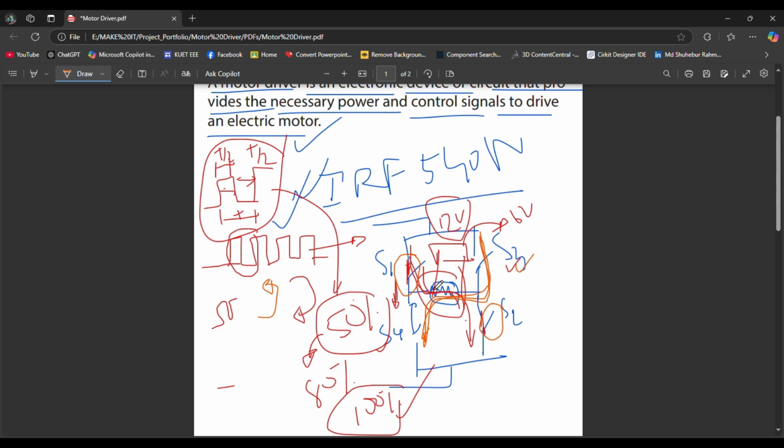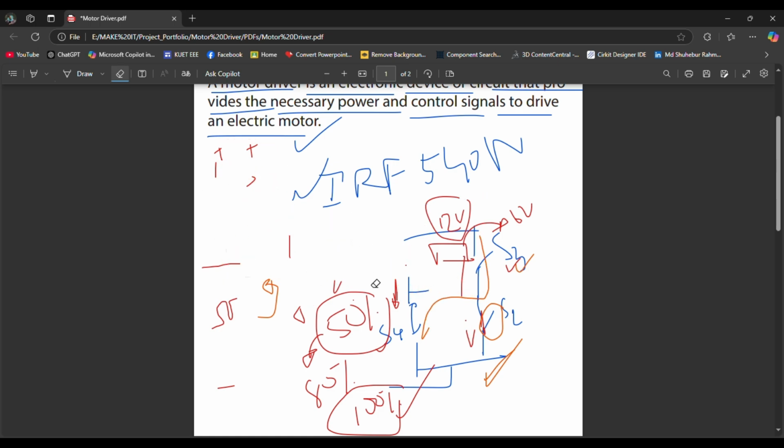That's it. So our concern is how we can make this PWM signal, and how we can give supply to this MOSFET or this driver circuit. I don't need to clean all of the things now. Going into the next slide.